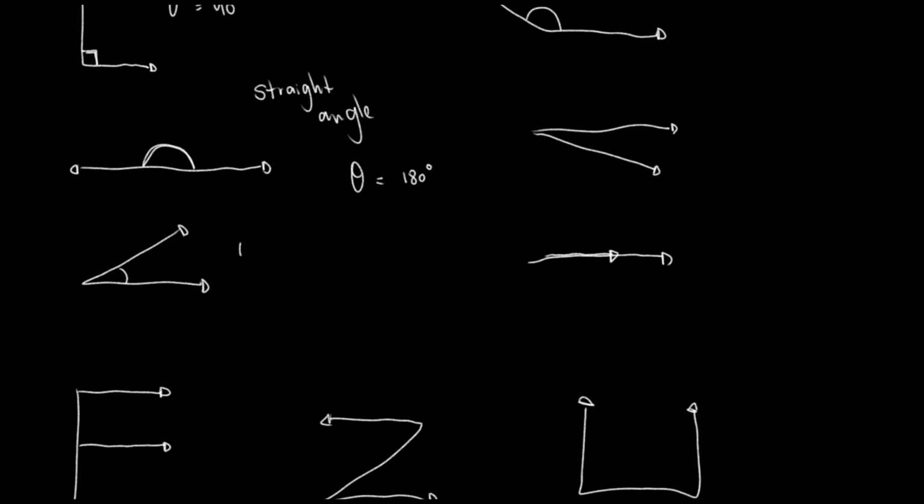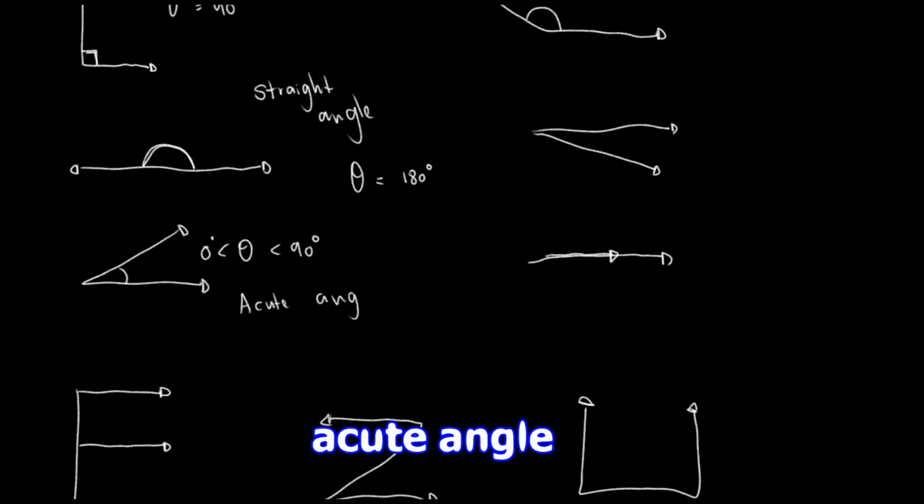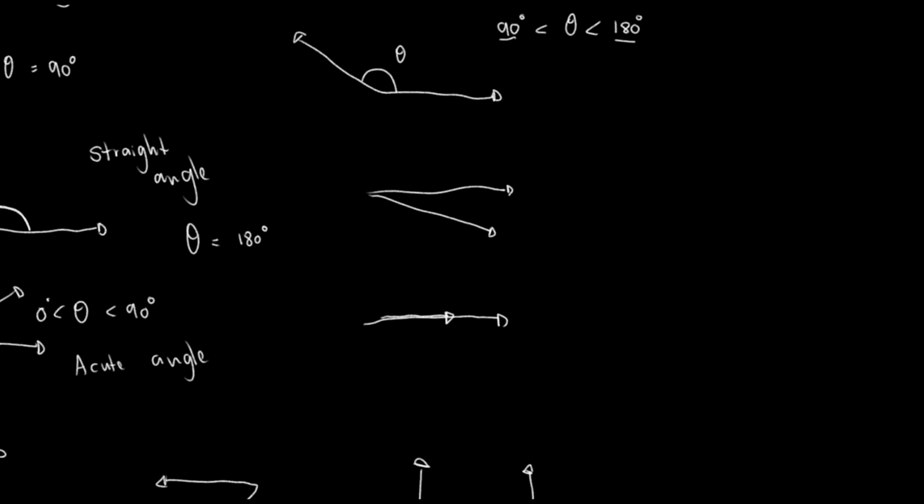What about when theta is between 0 and 90 degrees? Well, then we're dealing with an acute angle. So we can have like a little sharp mouth and an open mouth. Sort of a way to think about it. Okay, let's move on to the next one.